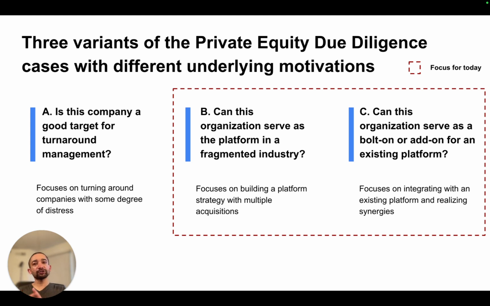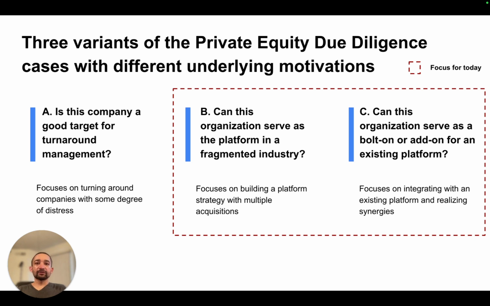So it's very focused on a particular company that's struggling to perform well in an attractive market, right? So that's the core or the genesis of a turnaround management type of acquisition. The second underlying motivation for private equity companies acquiring other companies is what is called a platform strategy, right?